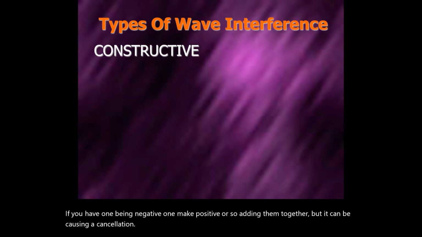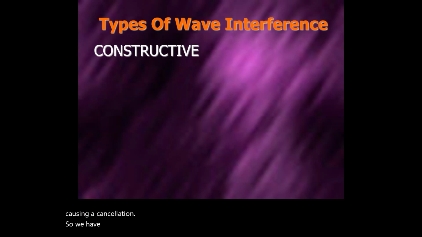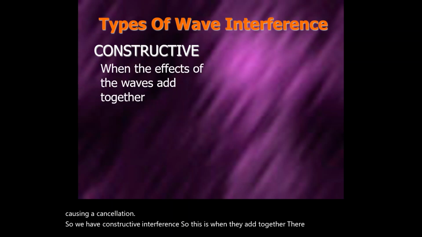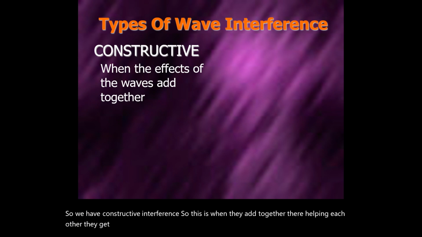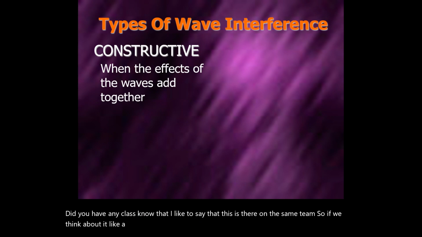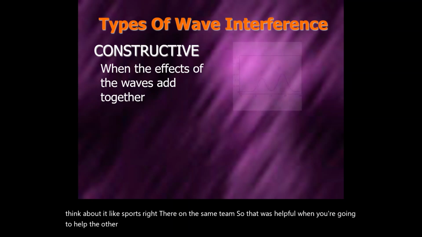So we have constructive interference. This is when they add together, they're helping each other. They get bigger, as you just saw that text happen. Those of you who had me in class know that I like to say that they're on the same team. So if we think about it like sports, right? They're on the same team. So that is helpful when you're going to help the other person. Okay. Same team is same side of the line.